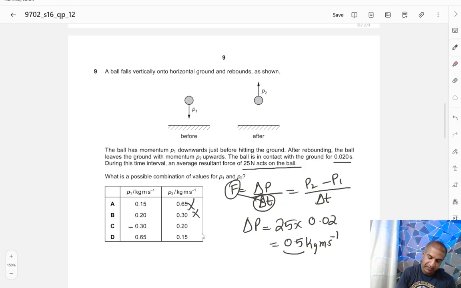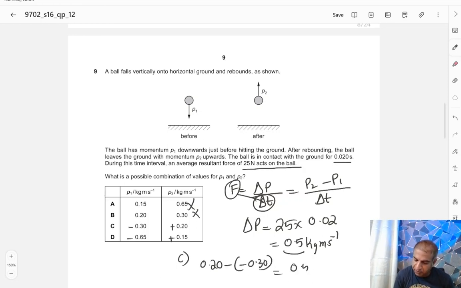We put a negative on this, and then P2 is positive. Negative, positive, right? And let's just see if it matches that idea. If I have the hit, then let's just work this C option again. 0.20 minus brackets minus 0.30. That gives me 0.5. Oh my God. That means C is the correct answer.